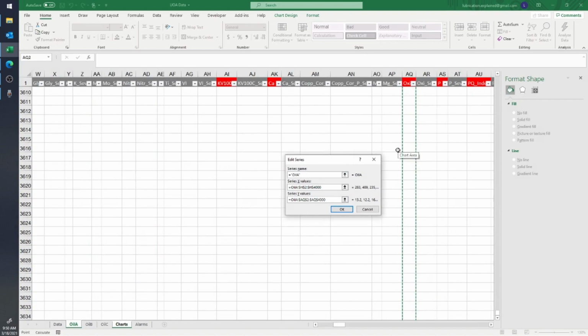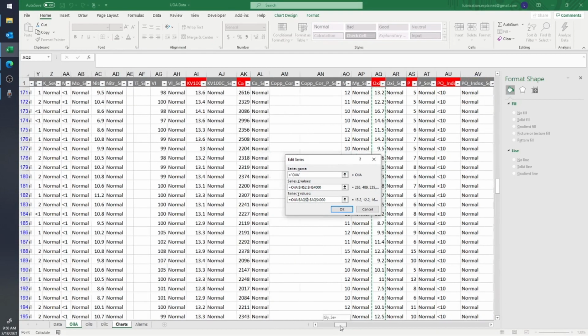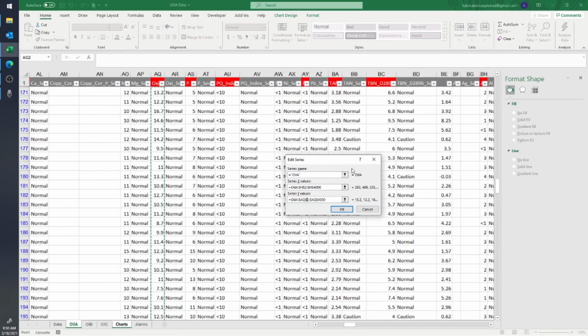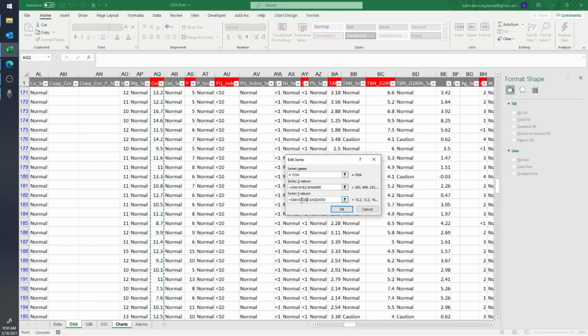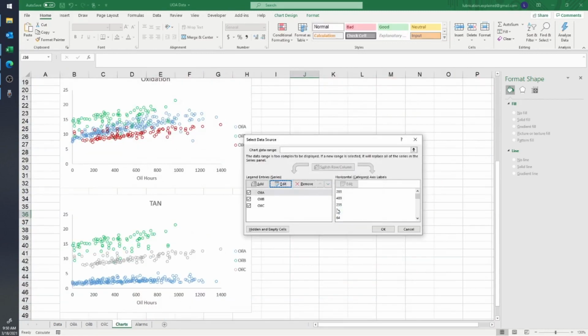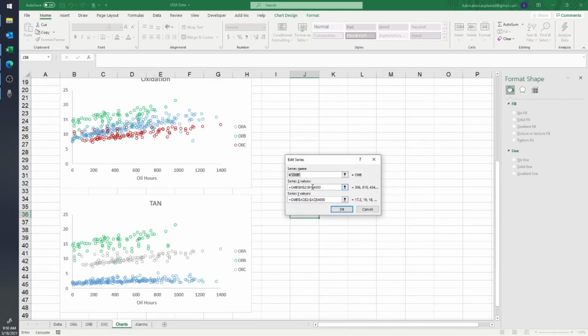So again, what I'm going to do is do this the easy way, which is to go and find TAN. So TAN is BA on the y-axis. And I'll change that for all of them.